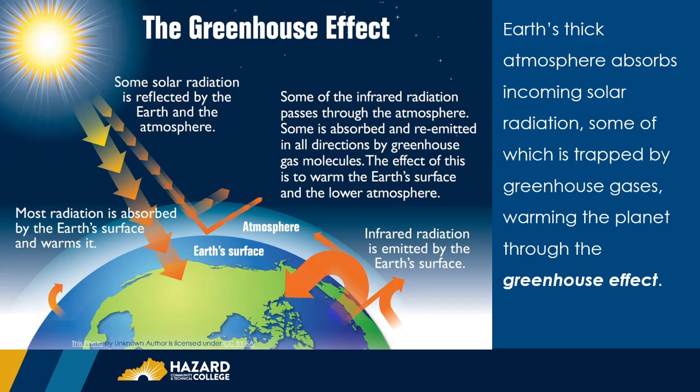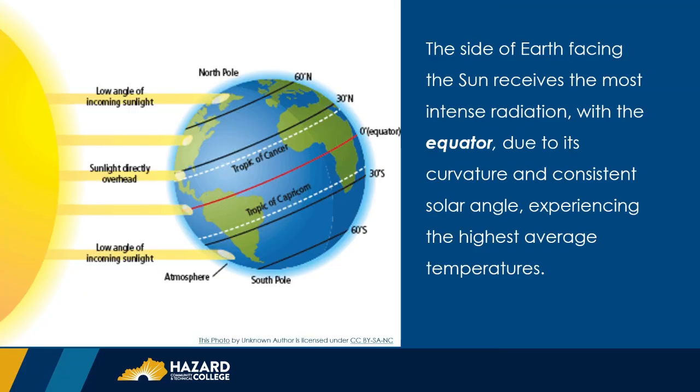Earth's thick atmosphere absorbs incoming solar radiation, some of which is trapped by greenhouse gases, warming the planet through the greenhouse effect. The side of Earth facing the sun receives the most intense radiation, with the equator, due to its curvature and consistent solar angle, experiencing the highest average temperatures.